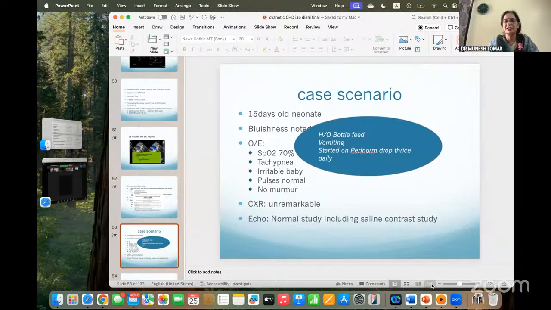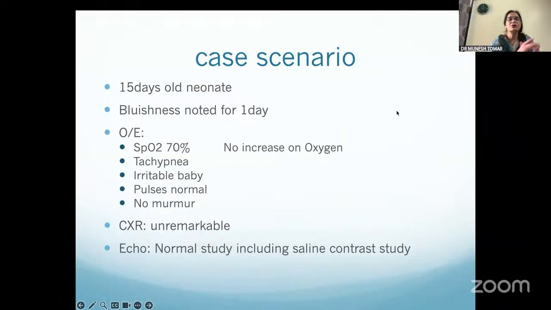I have just 2-3 slides. Another is a 2-week-old baby with cyanosis for 1 day. History is so important. Saturation was 70%, and there was no murmur except he was tachypneic. He was irritable, and he was sent to me for echocardiography. There was no increase on oxygenation, which is again important. Chest X-ray was unremarkable, and my echo was normal.